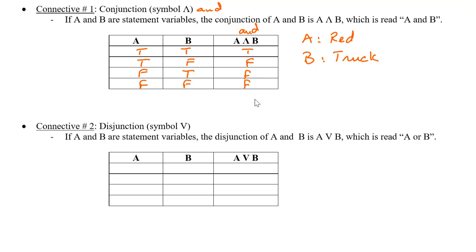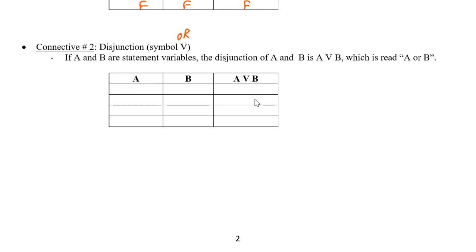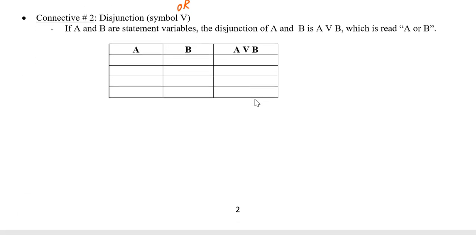Now let's look at or. This is or. If A and B are statement variables, the disjunction of A and B is A or B, which is read A or B. So again, all my possibilities for the statements A and B are going to be true, true, true, false, false, true, and then false, false. So again, if I continue with the same, I need a red vehicle, but I want it to be a truck. So A, red vehicle, B, this vehicle needs to be a truck.